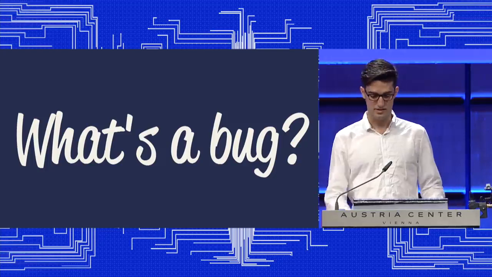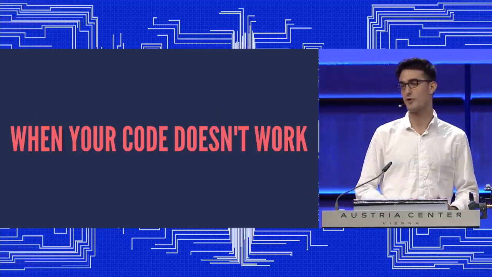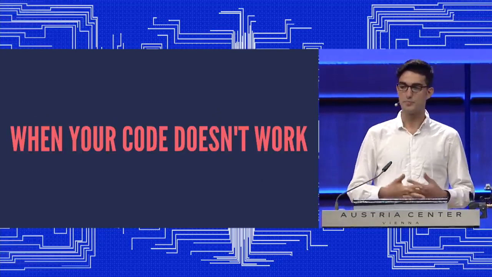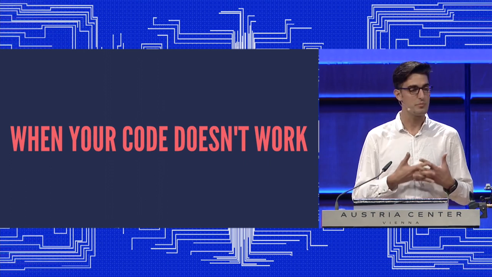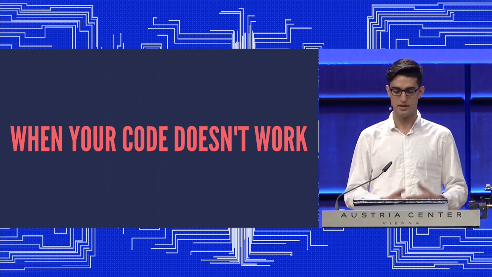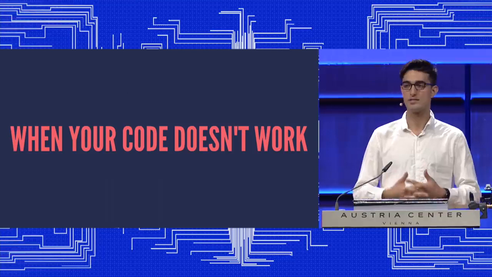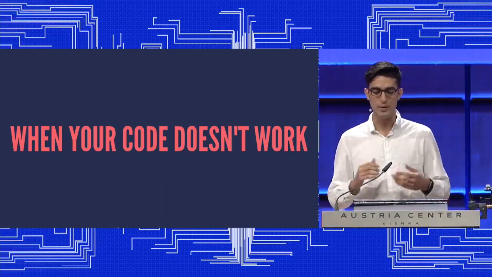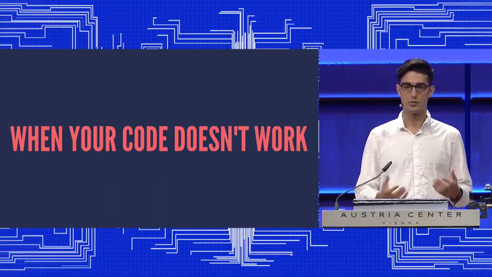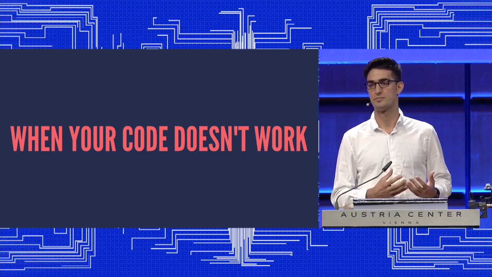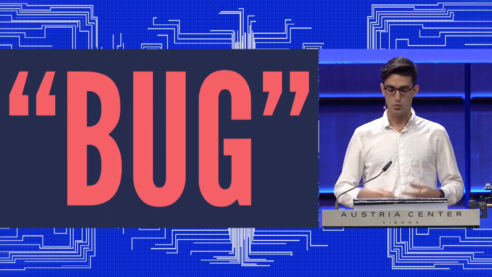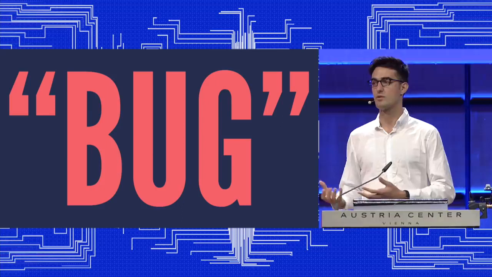What's a bug? Well, obviously, a bug is when your code doesn't work, but that's pretty broad, right? So I think we should try to be more specific about what the cause of the code not working is. That way we can think about how to address the root cause of bugs in our code. So let's look at the word bug as it's commonly used by programmers.